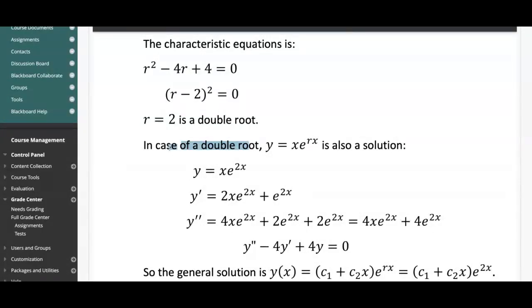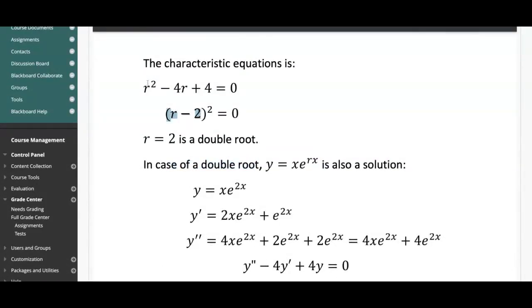No, this is in case we have a double root. In case the quadratic we can factor as a perfect square, the two roots will be the same. We call it a double root. Double means the multiplicity of the root is 2. So not y equals xy. Just think about this as y2, just another solution. X times e to the rx is also a solution.